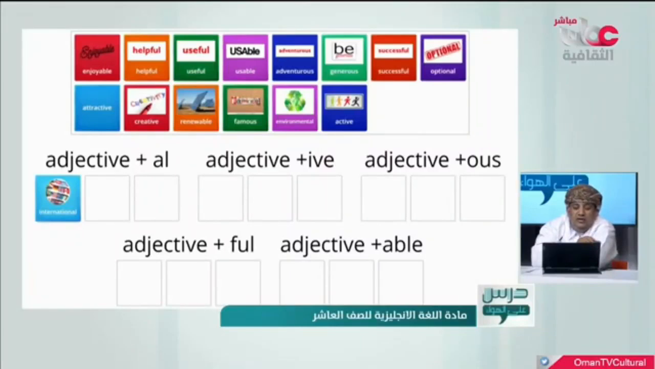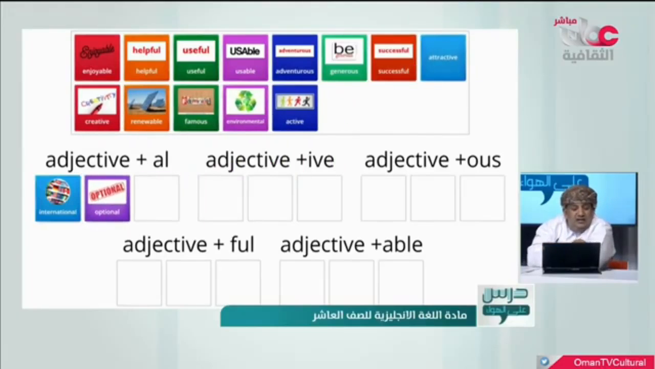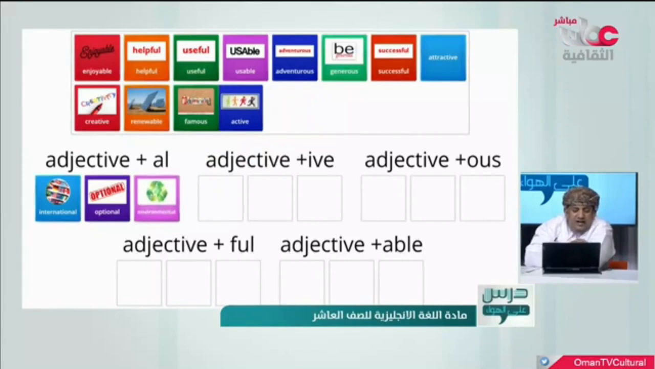Enjoyable, no. Helpful, no. Useful, no. Usable, no. Here, optional. It ends with al. Okay. Here, creative, no. Renewable, famous, no. Here, environmental, it ends in al. Okay. That's the ending for each adjective.